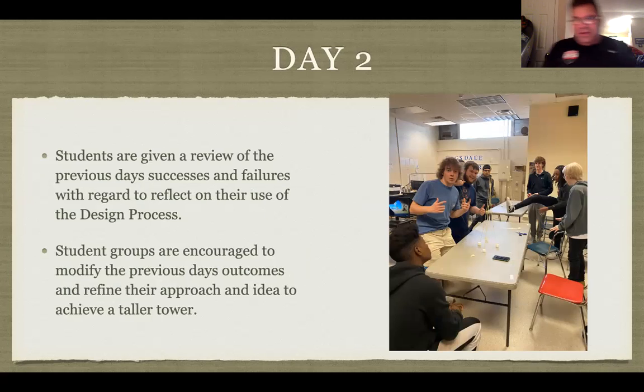This is day 2. If you look at the picture, these are the actual top 2 groups in the class that day. The one in the back was the loser. The one in the front was the winner. They were within an inch of each other. I think they got to 38 or 39 or 40 inches. I can't remember exactly. One of them was 38, and I think one of them was 40.